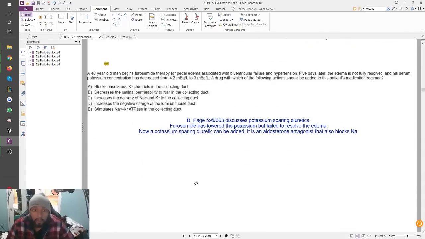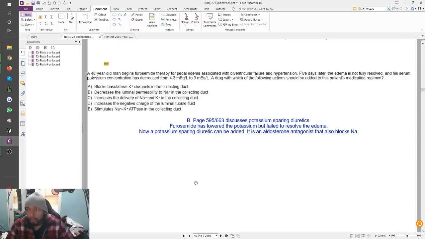A 48-year-old man begins furosemide therapy for pedal edema associated with biventricular failure and hypertension. Five days later, the edema is not fully resolved, and his serum potassium concentration has decreased from 4.2 to 3. A drug with which of the following actions should be added to this patient's medication regimen?